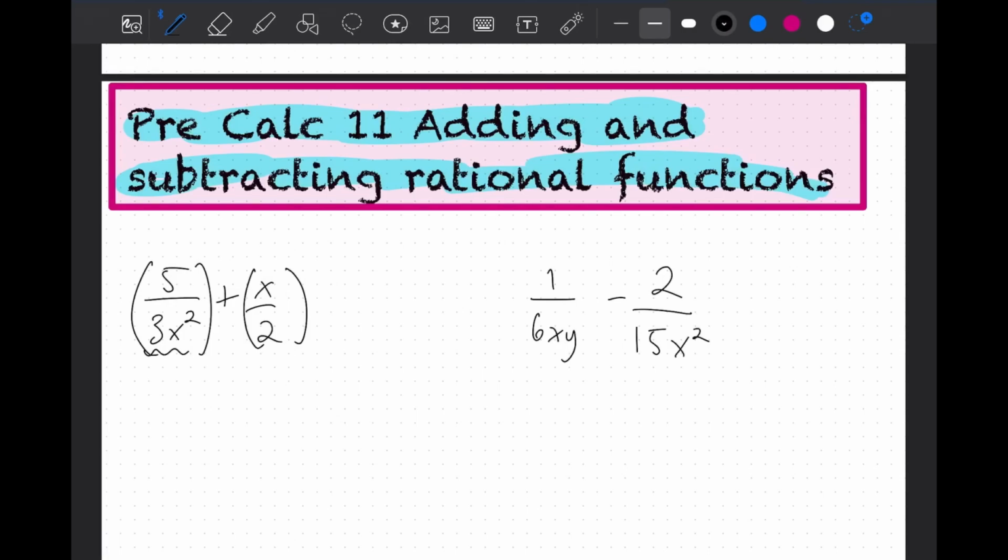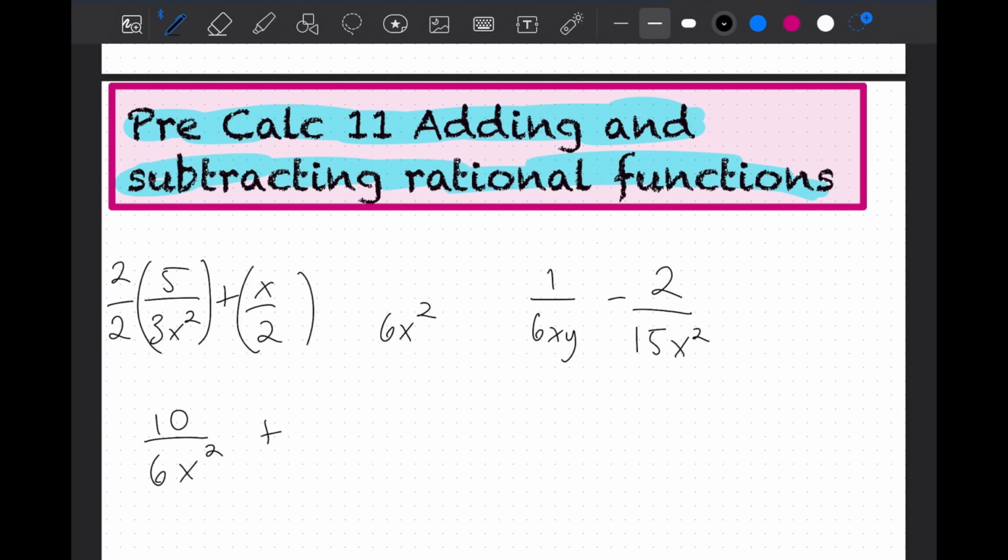All right, now let's talk about adding and subtracting rational functions. In order to do that, you need to first make sure you have the common denominator. So in this case, that's going to be 6x squared. To make the first one 6x squared, you would multiply both the numerator and the denominator by 2 over 2. So that would be 10 over 6x squared.